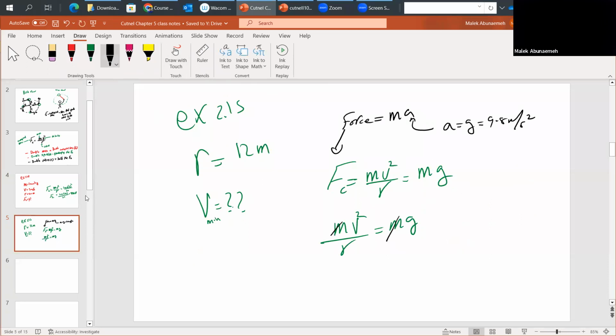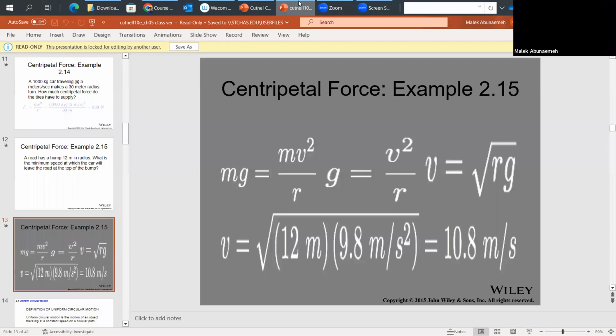Your masses cancel out. That means v is going to equal the square root of your radius times your gravity, which in this case will be 12 times 9.8. And if we plug that in, we should get 10.8 meters per second. Let's go ahead and check our answer. And indeed, our answer is 10.8 meters per second.